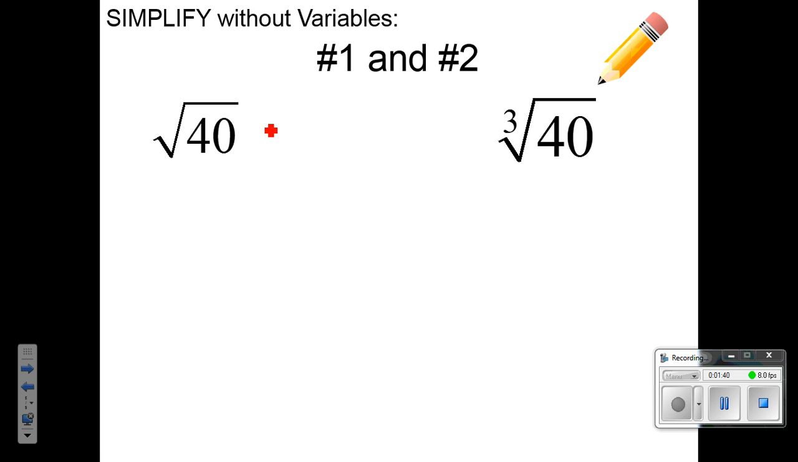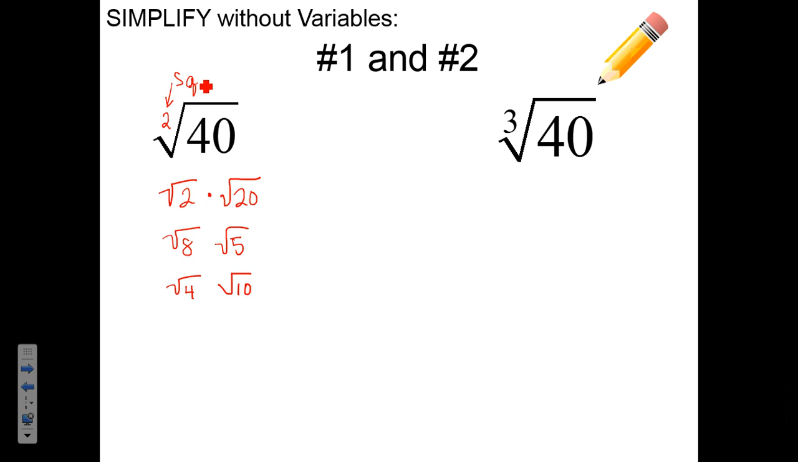Now we have simplified square roots before. Remember, we've used the rule that says I can break down the square root of 40 into 2 parts. There's a lot of things that make the square root of 40, like 2 and 20, and 8 and 5, and 4 and 10. But remember, if this was a square root, we were always looking for a perfect square that would divide evenly into 40.